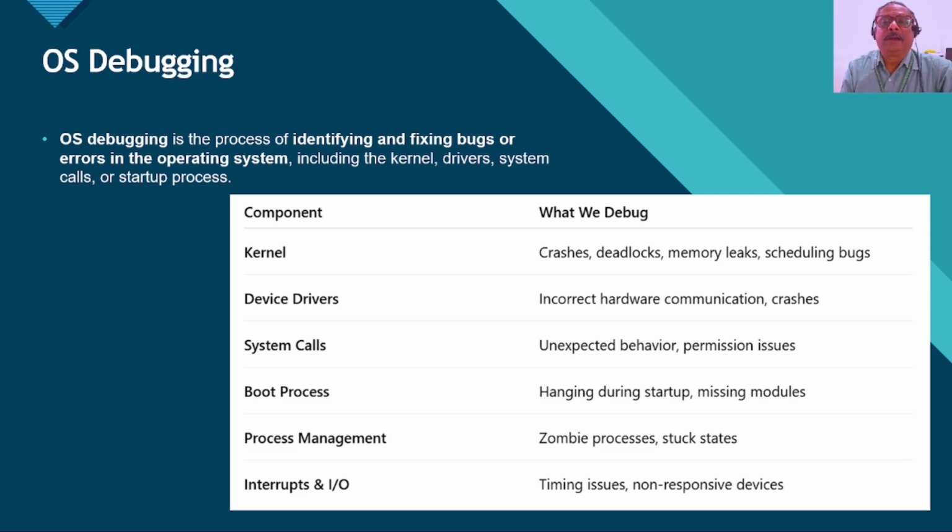The system may hang during startup or miss some of the modules. The whole operating system is made up of modules, and if some modules are not properly loaded, then some component of the system may not be working, and because of that the whole system fails. So that may happen during the boot process or during process management.